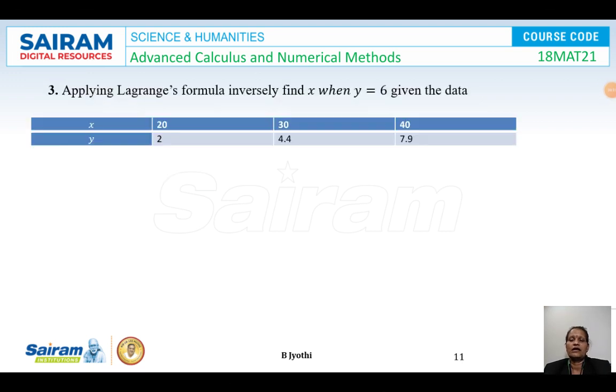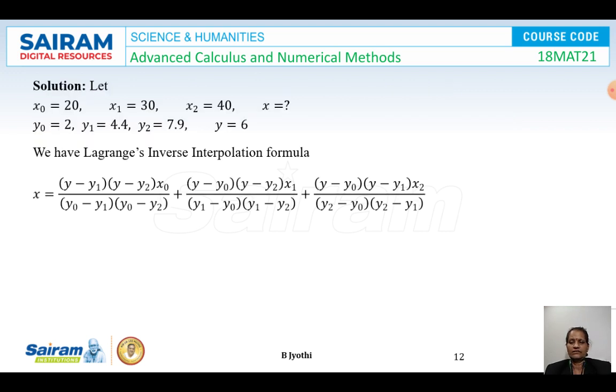Next, applying the Lagrange's formula inversely, find x when y equals 6. Given x is equal to 20, 30, 40, y equal to 2, 4.4 and 7.9. Here we need to apply the formula inversely to find x when y equals 6. So let us tabulate. x0 is equal to 20, x1 is 30 and x2 is equal to 40 and x is question mark for y equals 6, with y0 is 2, y1 is 4.4, y2 is 7.9.